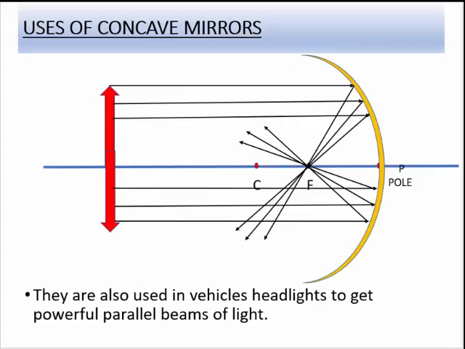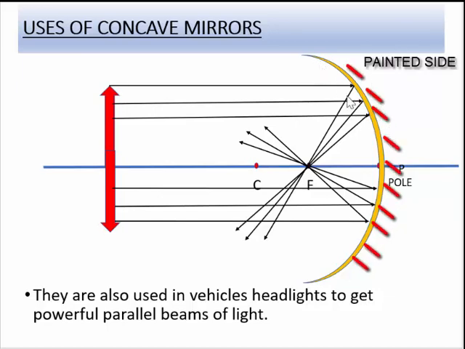How are concave mirrors used in the headlights of a vehicle? This is the painted side of the concave mirror, whereas the front side is the reflecting side of the concave mirror. Now, this point is the focus. At the focus, we generally place the bulb of the headlight. Now, this bulb will act as a source of light. When the light rays are emitted from this bulb, they come out from the focus point, and when they are incident on the concave mirror, they travel parallel to the principal axis like this, in this direction.